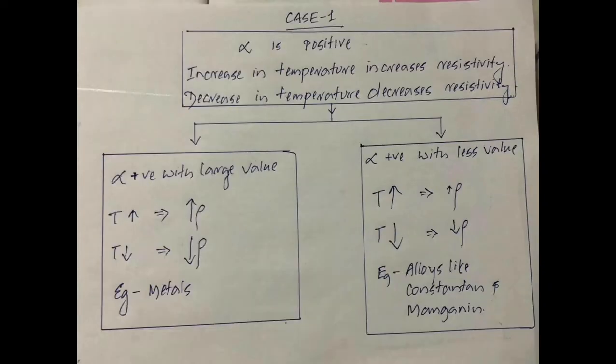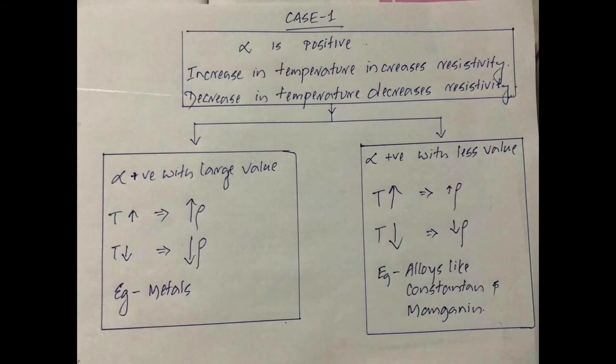Case 1, when alpha is positive. When alpha is positive, an increase in temperature increases resistivity, or a decrease in temperature decreases resistivity. So we may have two cases here, alpha positive with large value and alpha positive with less value. Before that, I have used some notations here. The students are advised not to use this type of notation; I have used it only for simplicity.